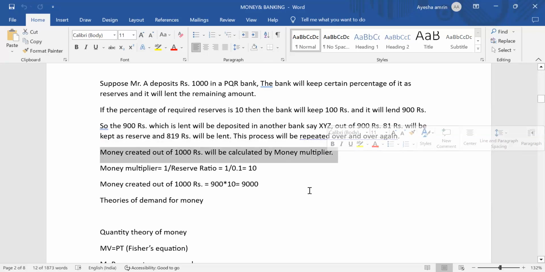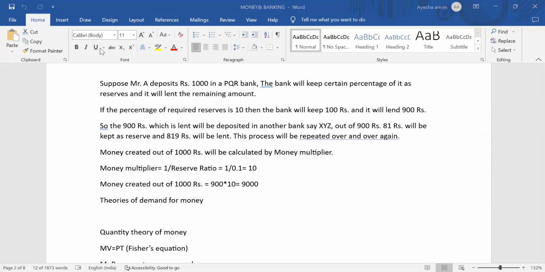Can anyone tell me what you understand by money multiplier, or what is money multiplier? Any idea about this? So what is money multiplier? See, money multiplier is a term of monetary economics. It is a phenomenon of creating money in the economy. That means you put the money into circulation and create credit for money. So money multiplier is also known as the monetary multiplier.